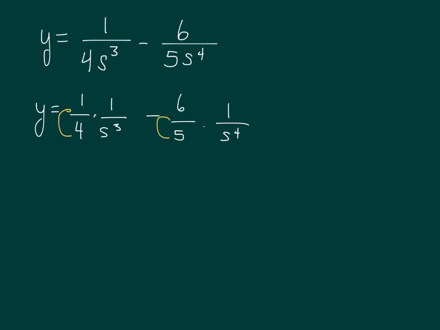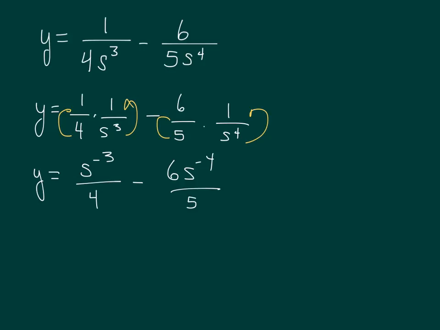In other words, this actually becomes s to the negative 3 when that comes up top, and the 4 is still on the bottom. And then minus 6s to the negative 4, because we're going to bring that to the top, with the 5 still on the bottom. And now I'm ready to take the derivative and use the power rule.